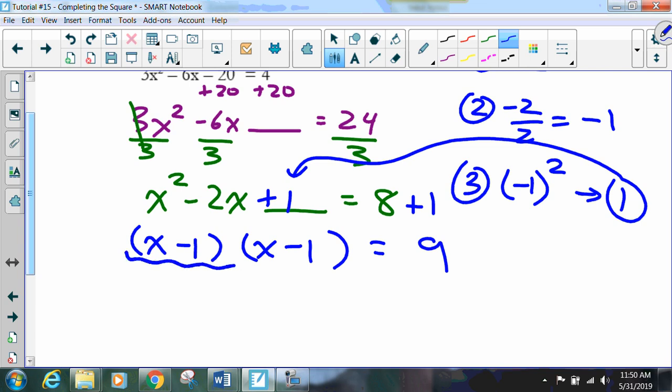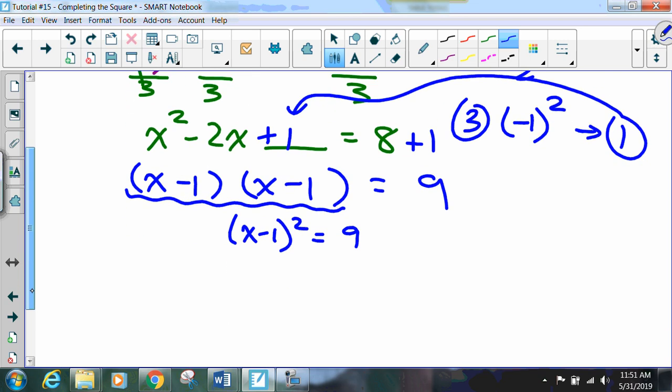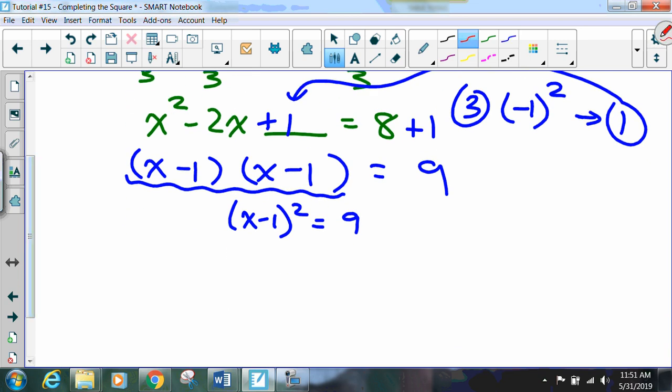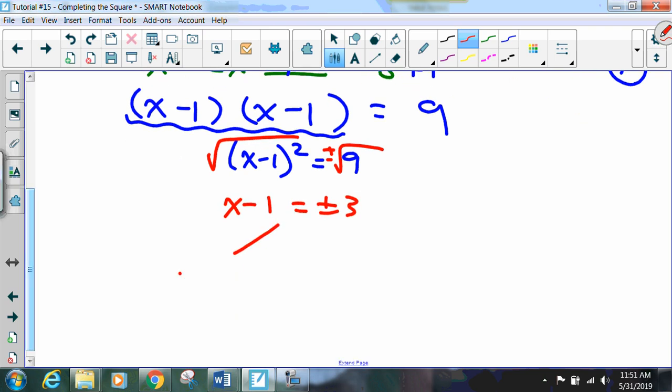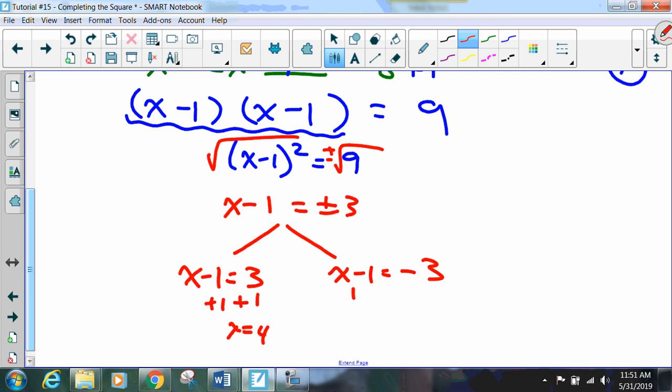And I can rewrite this, just like I can rewrite x times x as x squared, as x minus 1 quantity squared. And yay, I get to do the square root method and solve. So I get x minus 1 is equal to ±3. Break it down because we have two equations in one, don't we? x minus 1 equals 3, and x minus 1 equals -3. Plus 1 plus 1, x equals 4; plus 1 plus 1, x equals -2.